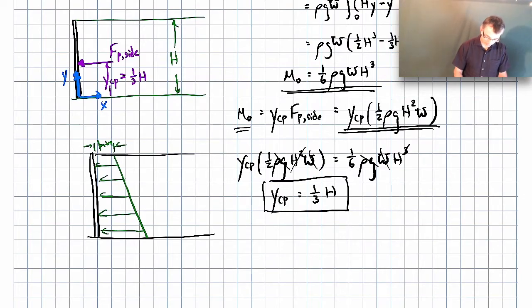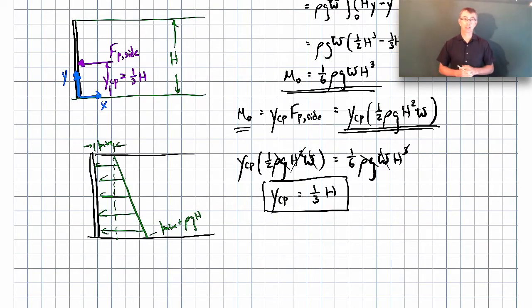So that was atmospheric pressure, and of course down here it'll be P atmosphere plus rho g h. Right, so that's what the pressure profile would look like in terms of absolute pressure. But keep in mind that if we're dealing with absolute pressure, there's actually an atmospheric pressure acting on the other side of the wall.